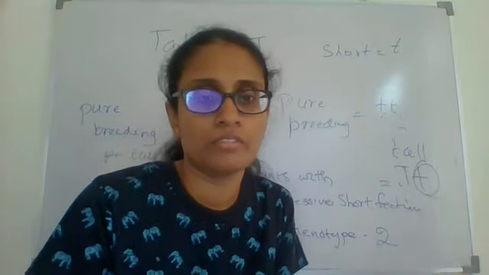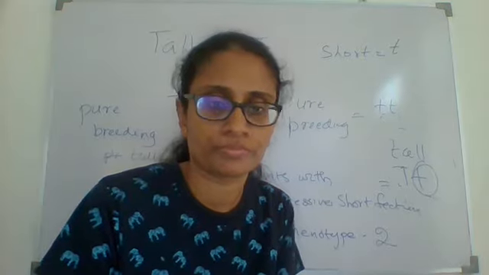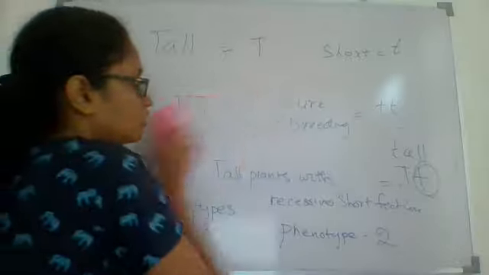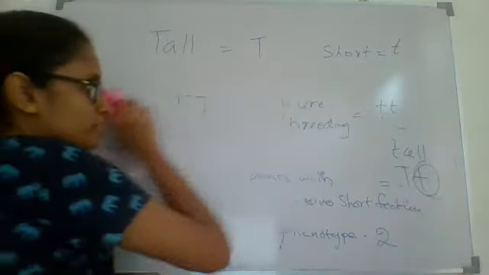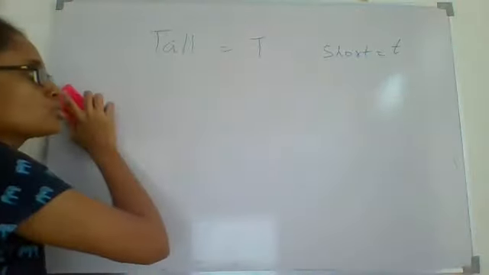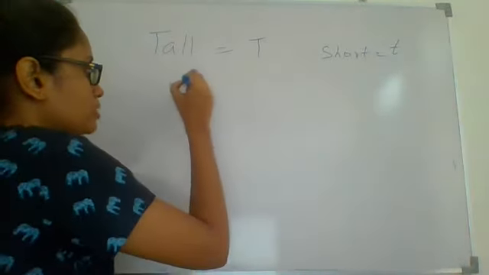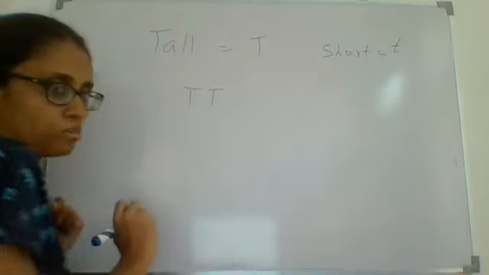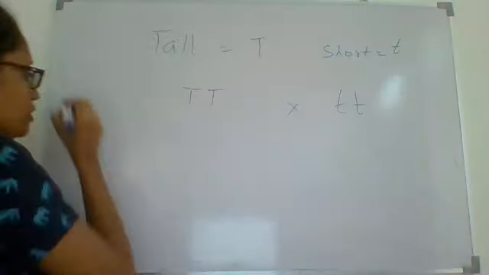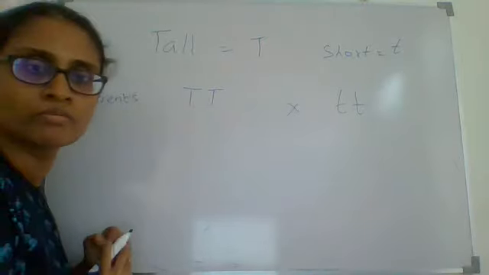So he discovered this. He explained what is happening in the first generation and second generation like this. So he got a tall plant and a short plant. The tall plant was a pure tall plant, and this was a pure breeding short plant. They were called parents.